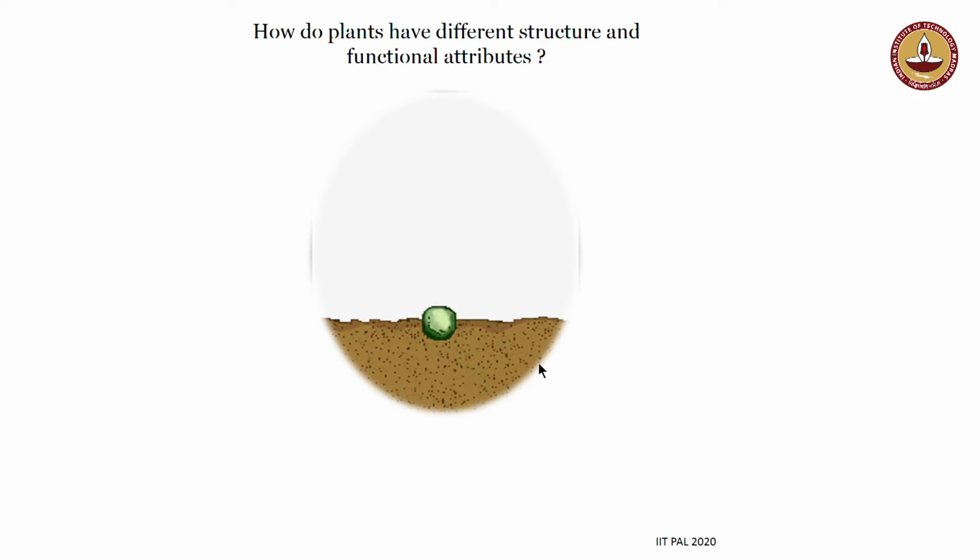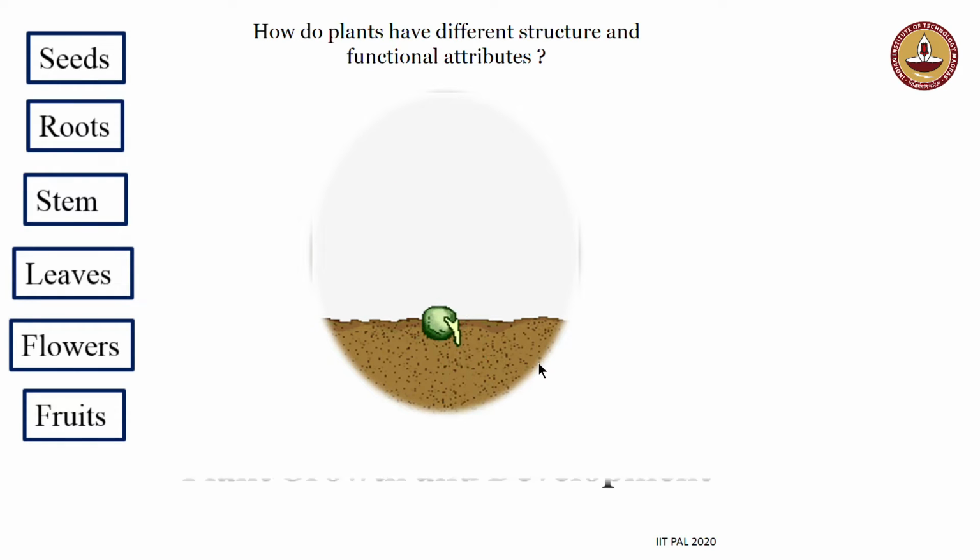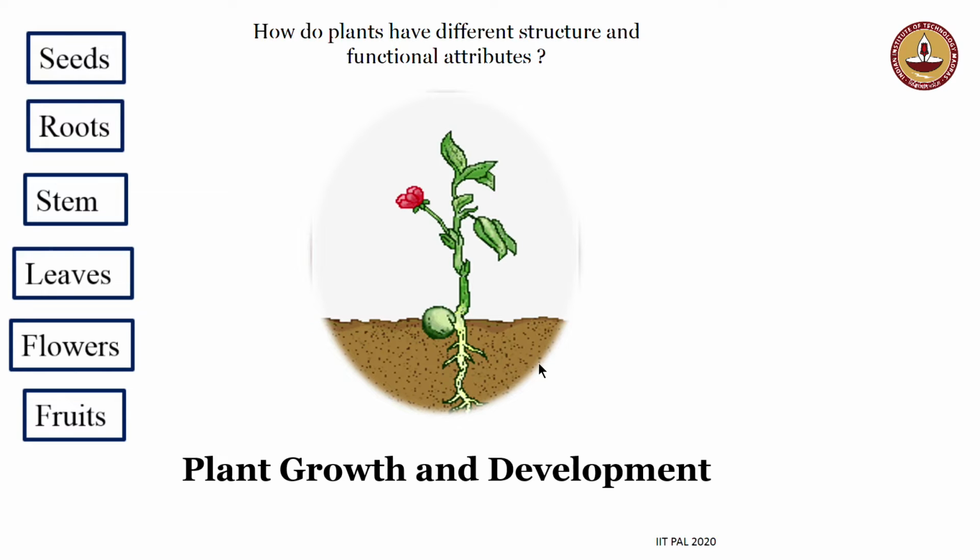So how do plants have different structure and functional attributes? You know that the plants have seeds, roots, stems, leaves, flowers and fruits. All this forms a part of the plant growth cycle, in turn involving plant growth and development.